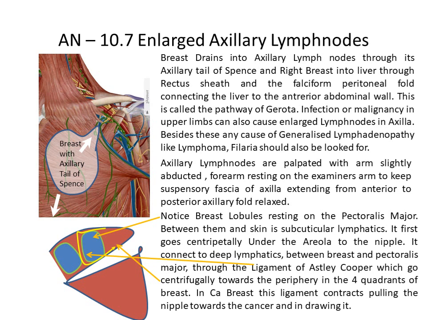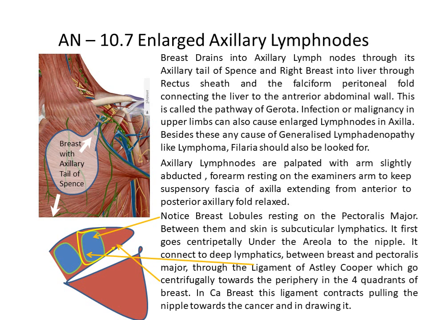Now, the breast drains into the axillary lymph nodes through its axillary tail of Spence, and then the right breast into the liver through its falciform peritoneal fold, which connects the liver to the rectus sheath. This is called the pathway of Gerota. Infection or malignancy in the upper limbs can also cause enlarged lymph nodes in the axilla. Besides, any cause of generalized lymphadenopathy should also be looked for, like lymphoma or leukemia.